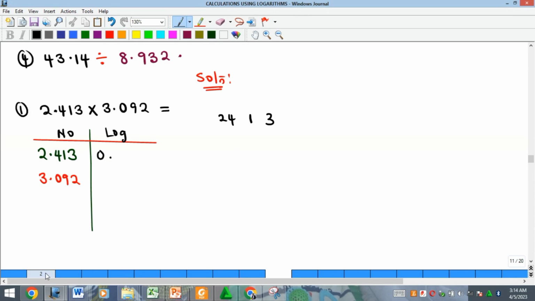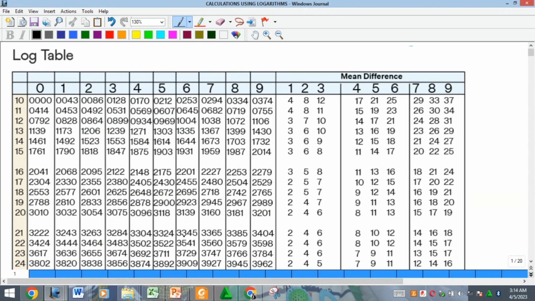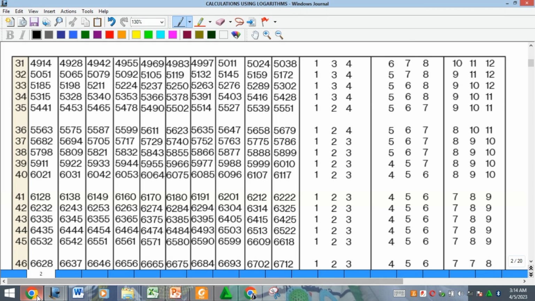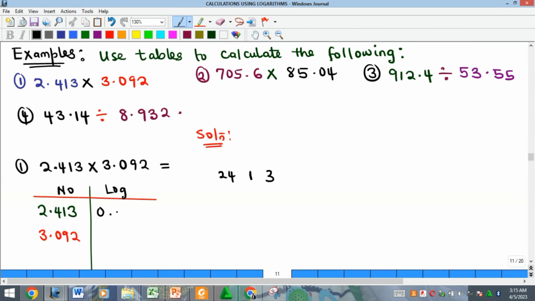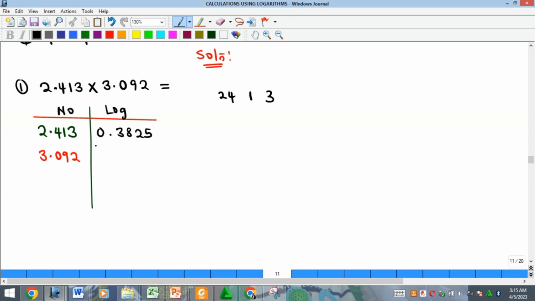So let's quickly look for that. For 24 under 1 difference 3, this is under 1 here, and my difference 3 is 5. So if you add it here, you have 3825. So let's go back here. We have gotten 3825. And then I now look for the other one. The characteristic for the second one is also 0. So here I am looking for 30 under 9 difference 2. Let's go to that.